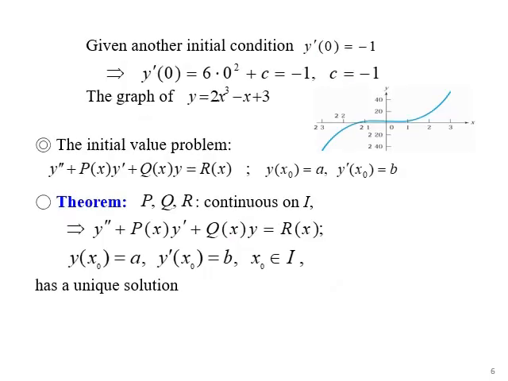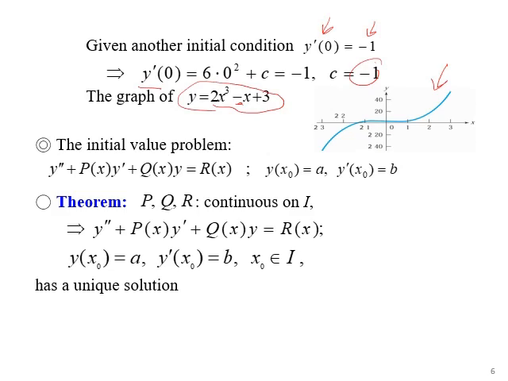So let's assume I have y dash of 0 equals minus 1. It means at x equals 0, y dash equals minus 1. I substitute for y dash and I get c equal to minus 1. I substitute back for c here, and then the equation is now clear. How many curves? One curve for the equation, because I specified the constants.